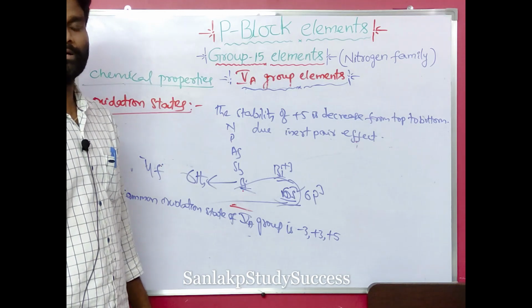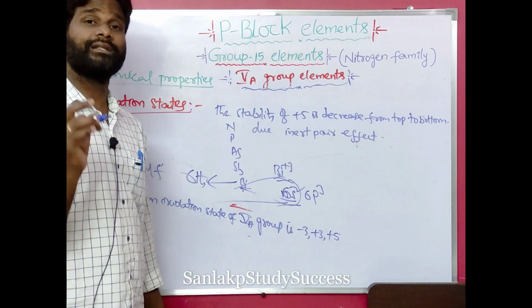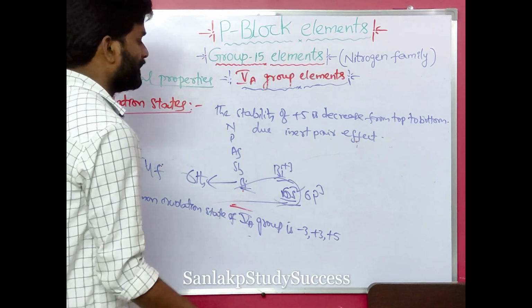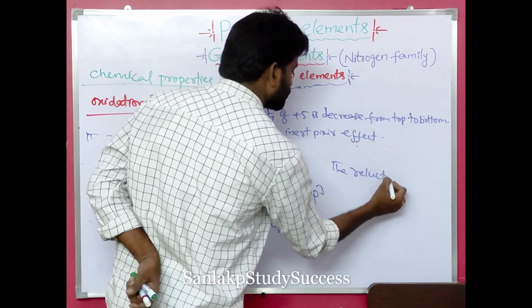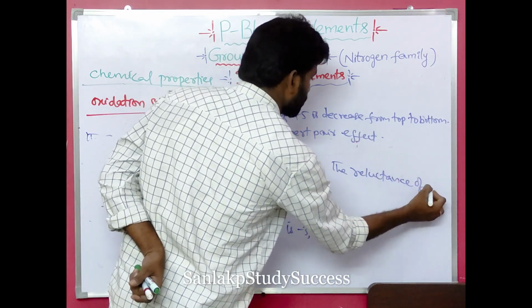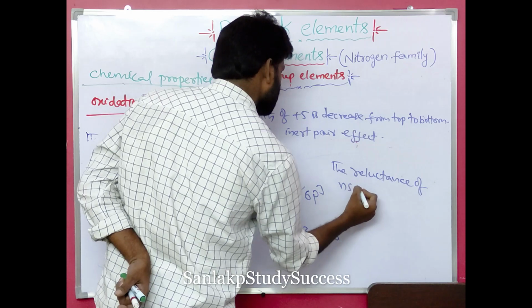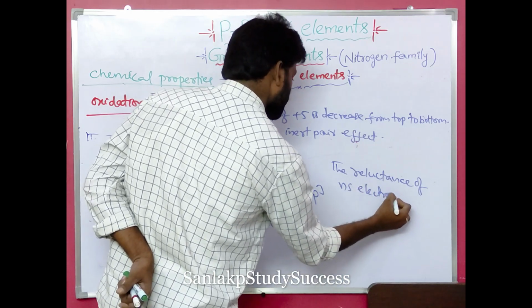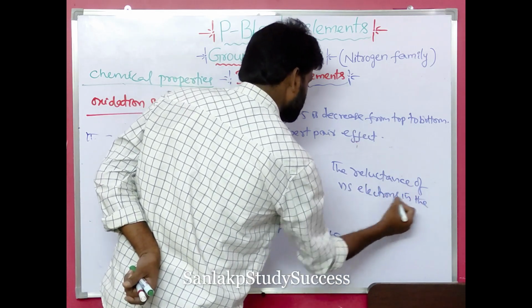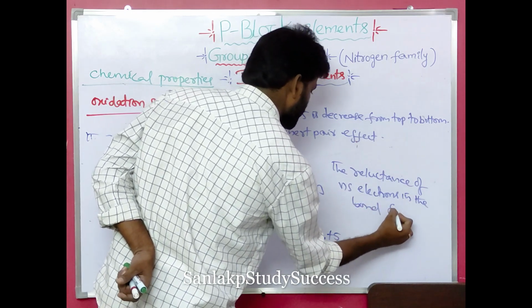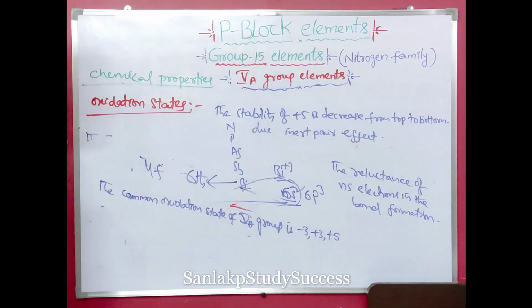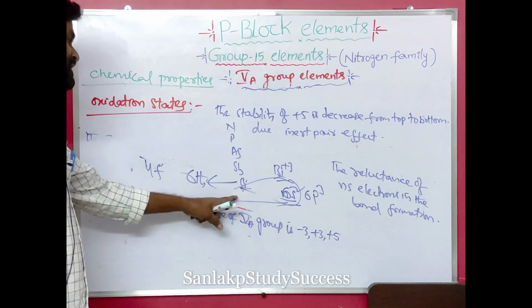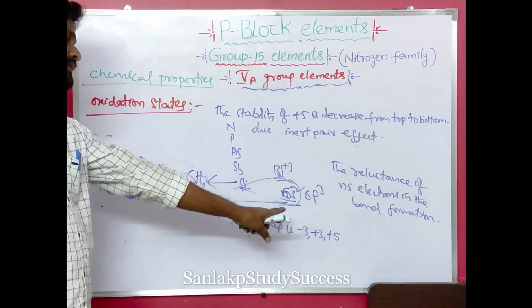What is inert pair effect? The reluctance of ns electrons in the bond formation is known as inert pair effect. So here bismuth can show an inert pair effect.